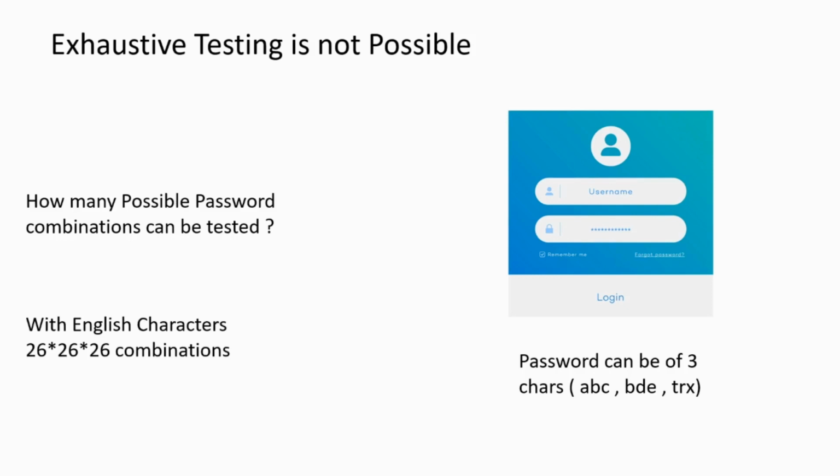But can you assume, with English characters, if English characters are allowed for the password, we can have 26 into 26 into 26 combinations, because one character can be replaced by 26 options, another character can be out of 26 English characters, and that's the same for the third one. So the question is, can you do 26 into 26 into 26 combination testing for the password? The simple answer is no. And that's the meaning of exhaustive testing. We cannot test the software for all possible combinations and permutations of the given input fields or of the given scenarios. And that's why we say exhaustive testing is not possible.